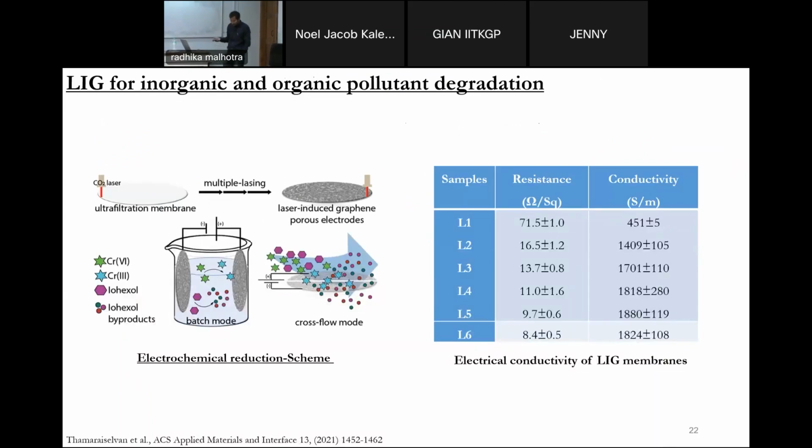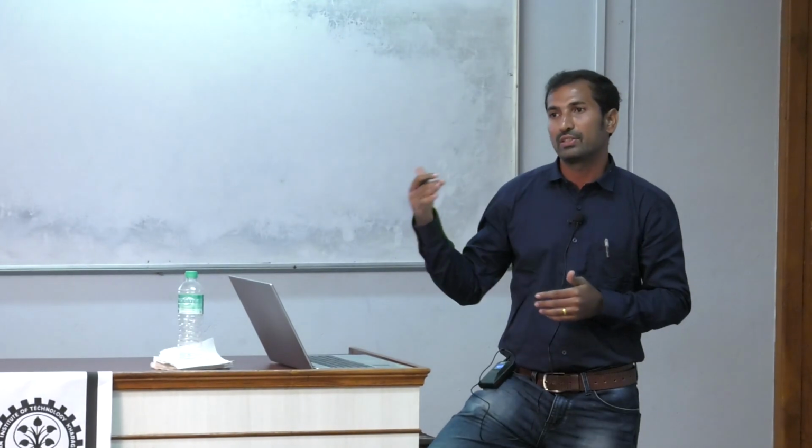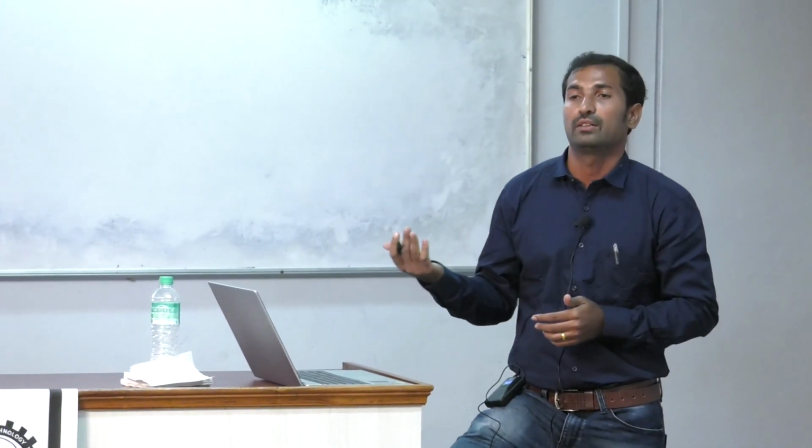Then, as I said in the beginning, our research mainly focused on biofouling prevention and micropollutant removal. Since the membrane is electrically conductive, during our experiments we noticed there is a generation of biocides, including hydrogen peroxide. So we wanted to apply our membranes for organic pollutant removal and also for inorganic pollutants. We took one inorganic heavy metal, hexavalent chromium, and one pharmaceutical compound.